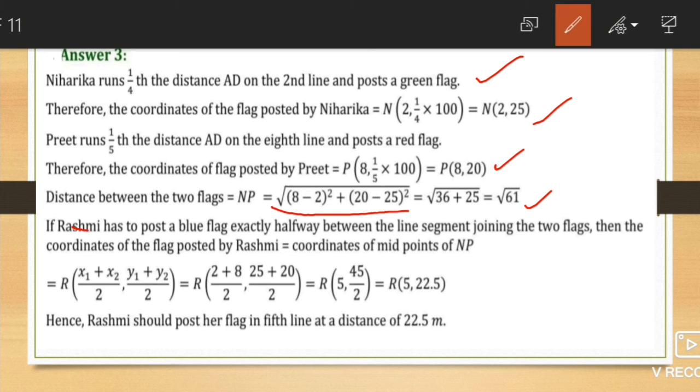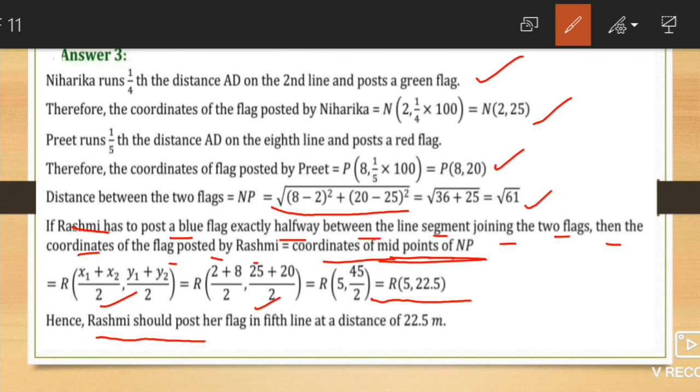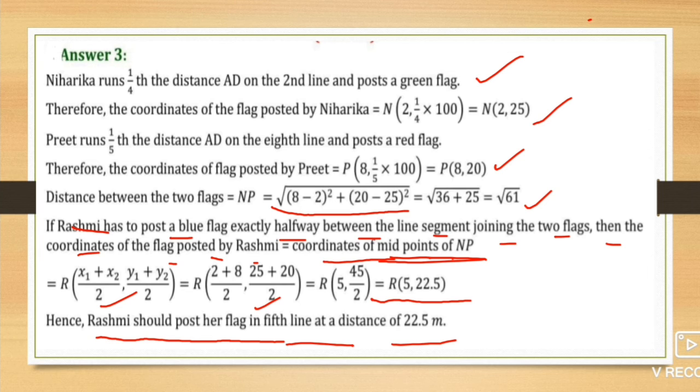If Reshmi has to post the blue flag exactly halfway between the line segment joining the two flags, then the coordinate of the flag posted by Reshmi is equal to the coordinate of the midpoint of NP. So they are using the midpoint section formula. The coordinate of Reshmi will be R, 5,22.5. So Reshmi should post her flag on the 5th line at a distance of 22.5 meters. In this way you have to solve this question.